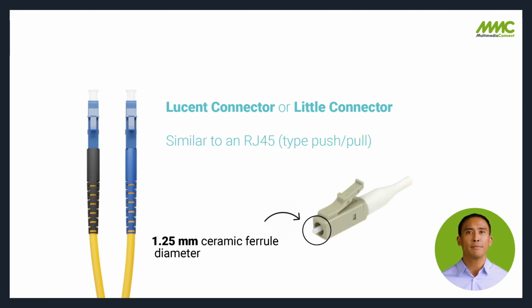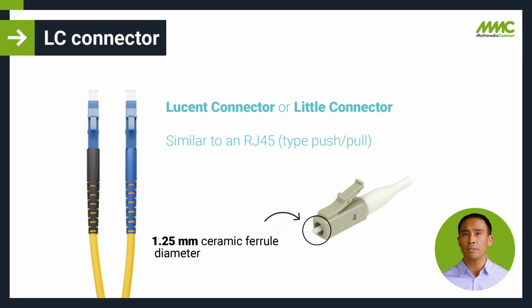on the market. The LC connector, Lucent connector or little connector, is also a push-pull connector, but unlike the SC locking system, the LC connector uses the same locking plate as for an RJ45 connector. Even its form resembles the copper connector. As little connector indicates, it's a small-size connector and takes half the space of an SC, which is why it is so popular in the telecom industry, and especially for high-density applications.